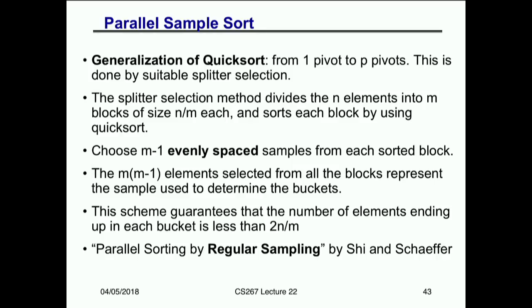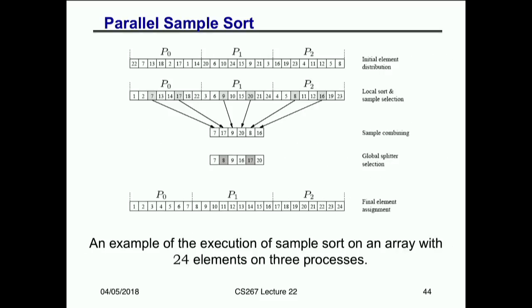So you sort your local input and you regularly sample it, meaning that you choose the third element, sixth element, ninth element, right? There is no randomness here. You choose exact elements. But everyone is choosing more elements than they need. If you think about m equals p, then instead of choosing one pivot per processor, every processor is choosing p minus 1 pivots. So you will have p times p minus 1 pivots in total, more than p processors, by a factor of p.